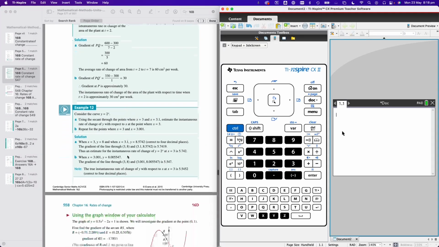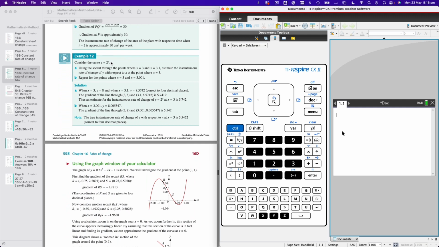Okay, so example 12 says, consider the curve y equals 2 to the power of x. It says, using the secant through the points where x equals 3 and 3.1, this is what we were talking about before, using a really small interval, estimate the instantaneous rate of change of y with respect to x at the point where x equals 3. So I can do that. I'm going to show you just a quick trick on how to do this on your calculator, just using your calculator screen as opposed to graphing anything.